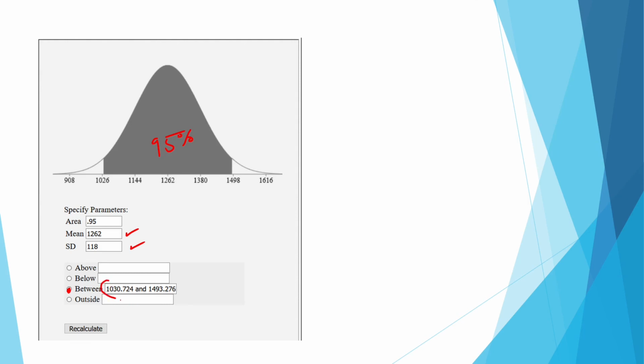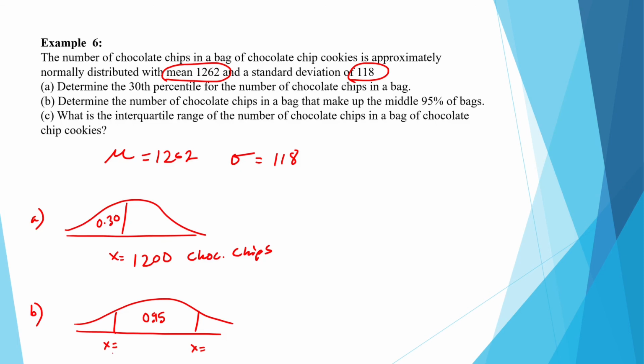And here's our solution. We know that the middle 95% is going to be between 1,031 and 1,493 chocolate chips. We have the middle 95% consists of chocolate chips between 1,031 and 1,493. In part C, we're looking for quartiles first.